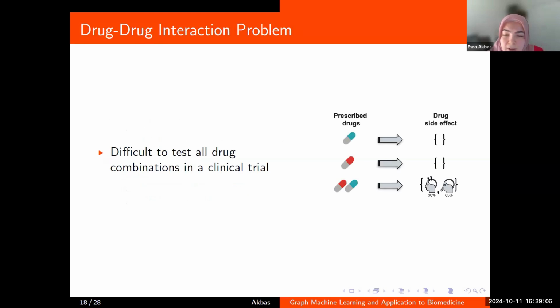As we know, sometimes we have to use drugs together, and when we use them, they may interact and cause some side effects. This can even be very dangerous. It may cause death. But how do we know whether we can use them or not? It is not easy to test all these drug combinations in a clinical environment, right? We cannot test everything in the lab, or just try it on the user.